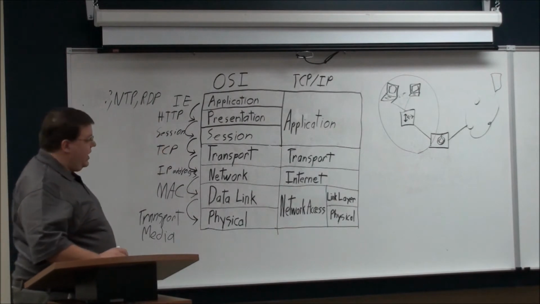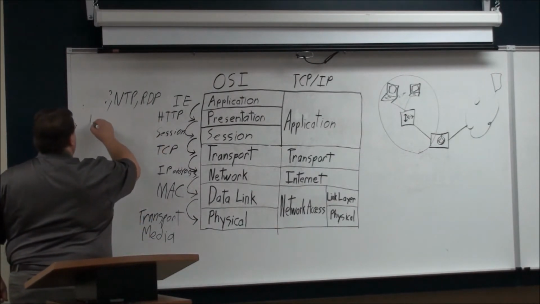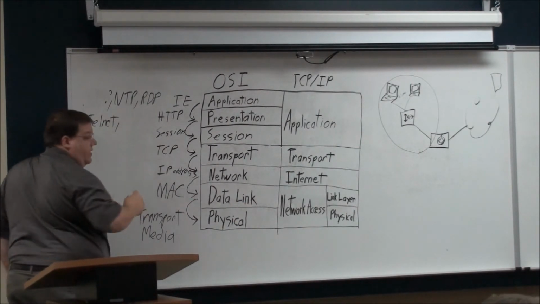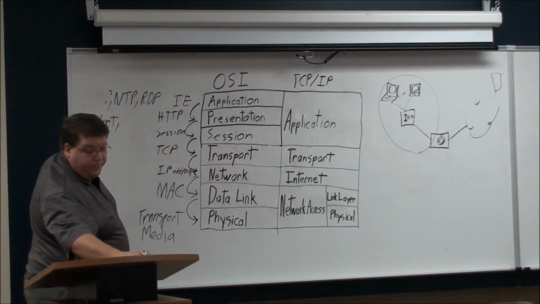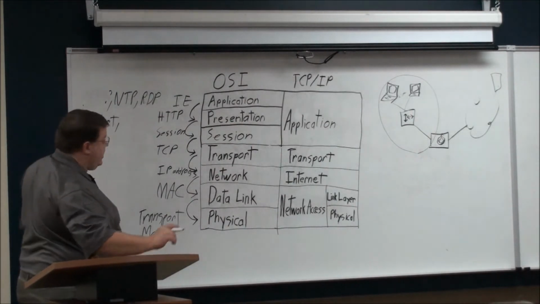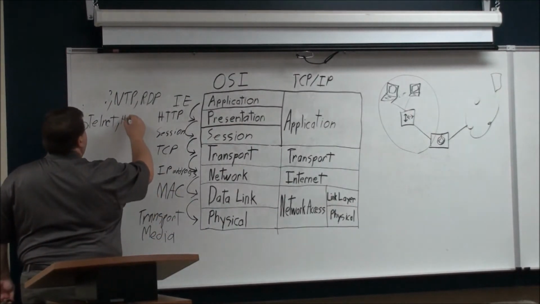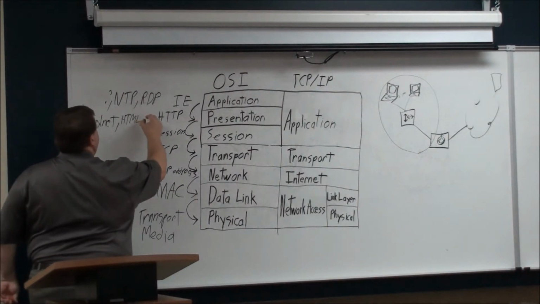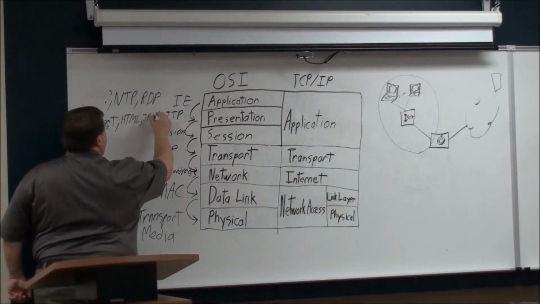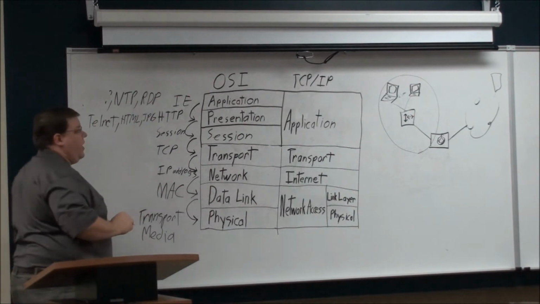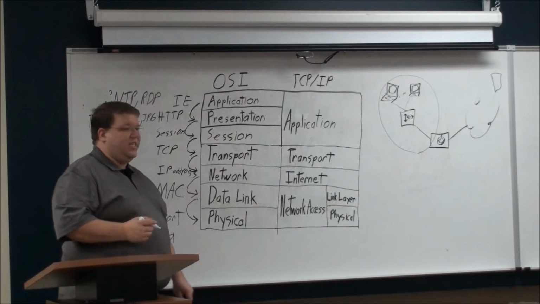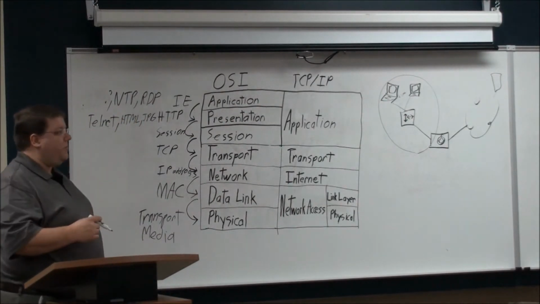Down here in the presentation layer, we have things like Telnet, HTTP, HTML, JPEG, and it's also where some encryption happens, generic encryption happens on this presentation layer. That's kind of an important thing to remember, is encryption here.